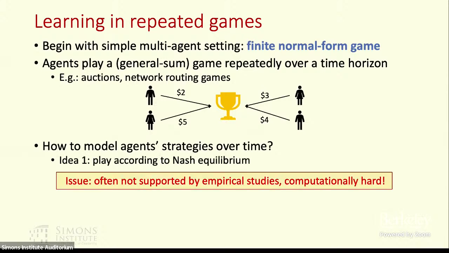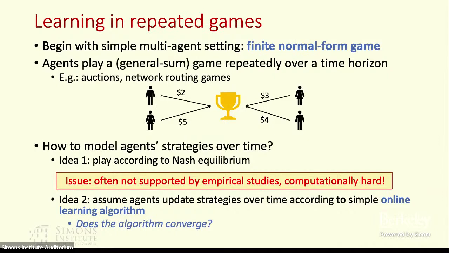So one idea is to assume that agents can compute a Nash equilibrium up front and then play according to the Nash equilibrium at each of many time steps. Unfortunately, this hypothesis is, first of all, problematic because it's computationally hard to compute a Nash equilibrium even in finite normal form games. And it's also not supported by some empirical evidence, which indicates that agents often don't play according to Nash equilibrium.